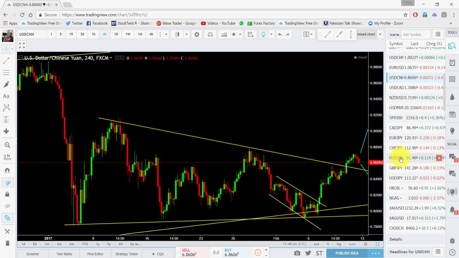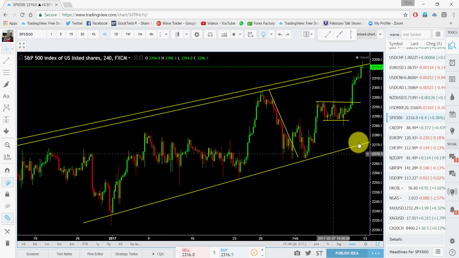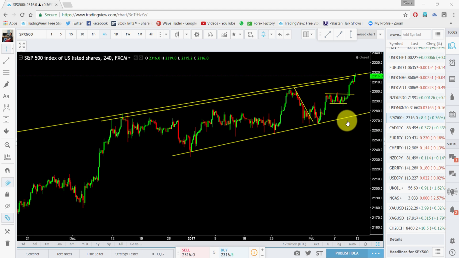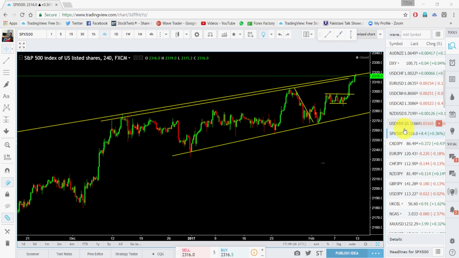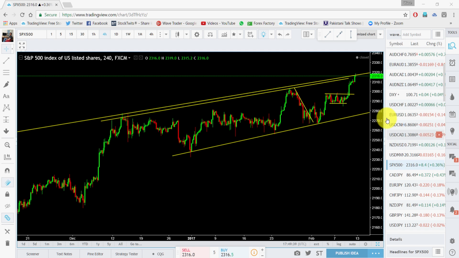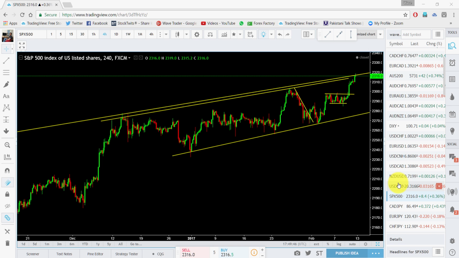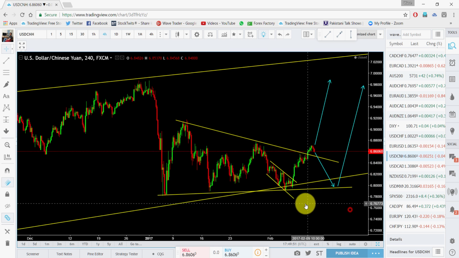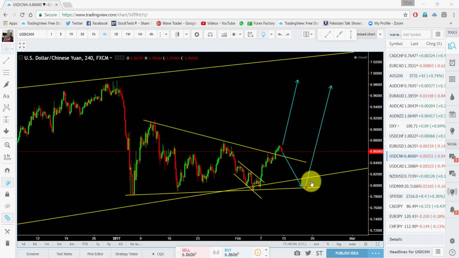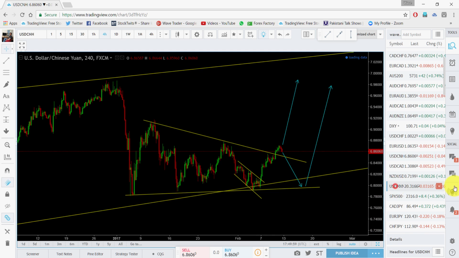If you guys remember the S&P, we got a small pullback over there, and when price was hitting this place, we were looking for this move. Quite similar to that, we got the pullback on these pairs, and we are looking to the upside. The trade setup is going to appear to the upside on this pair, USD CNH. The bigger wave we are looking for is this. Whenever price comes close to the trend line, look for upside.